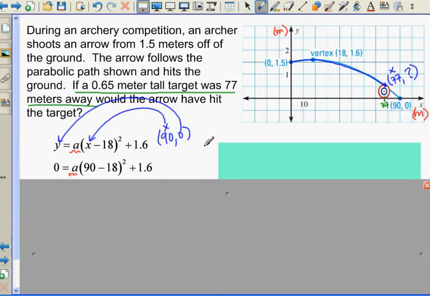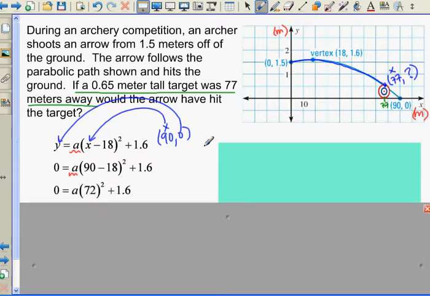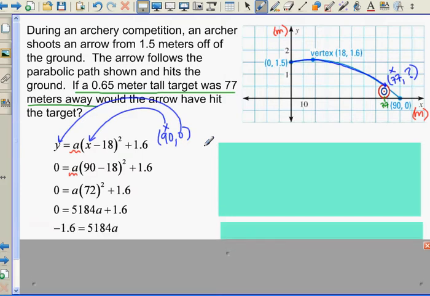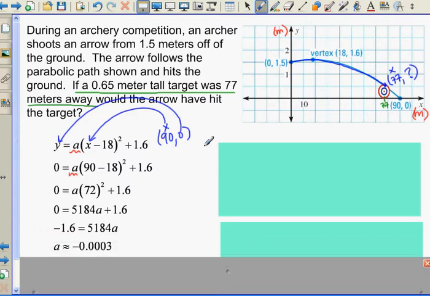So 90 minus 18 is 72. 72 squared is 5,184. So we've got that in front of a. Then we just need to subtract the 1.6 over, and then divide, and that's a really ugly fraction. So we're just going to approximate with a decimal. So please know that our answers are not going to be perfect since we're approximating.